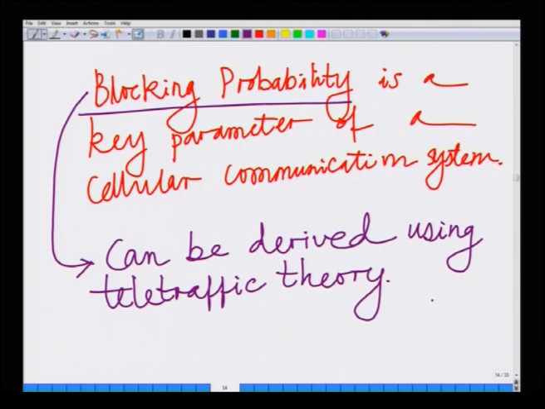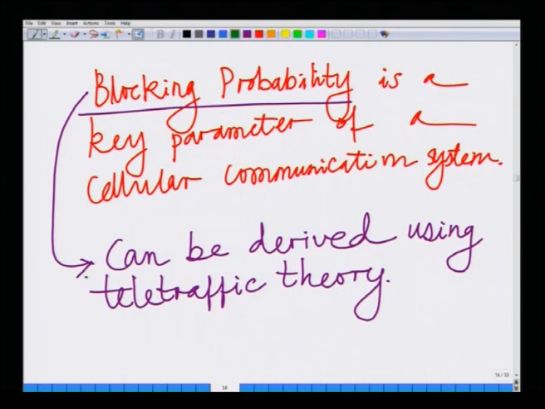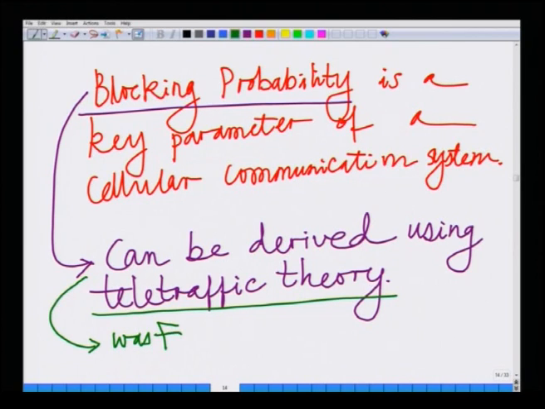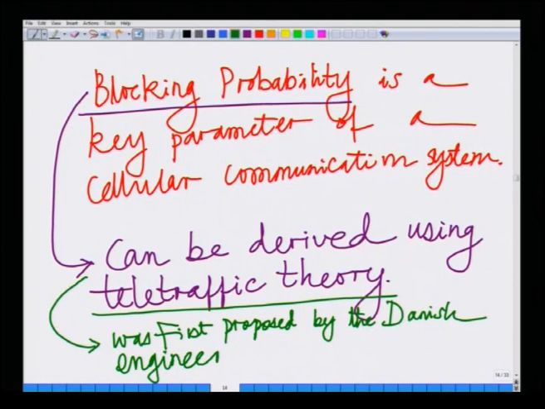And this teletraffic theory was first proposed by the Danish engineer Erlang in 1917. So, this blocking probability is what we would like to derive, which is otherwise the grade of service in this wireless communication system or the wireless cellular system.